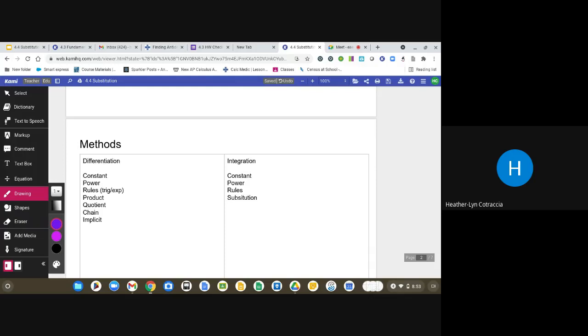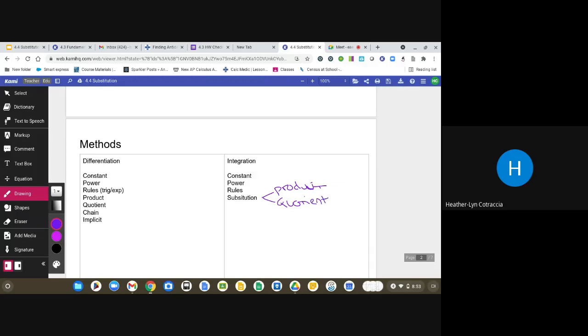So we have a lot of different methods. Pretty much for integration, you have your constant rule, you have your power rule. You're going to have your trig rules and your exponent rules. Those don't really change. And then you have substitution. And substitution is the one that we're going to use for our product and our quotient rules.